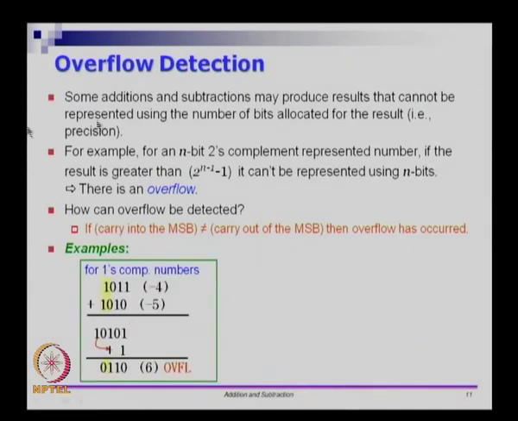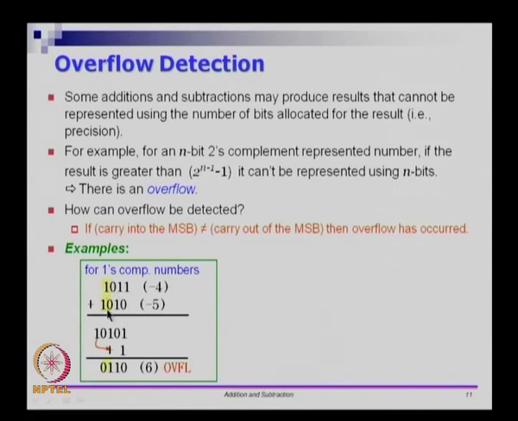Let us see examples. Let us say I have 1 0 1 1 and I am adding 1 0 1 0 to it. So, 1 0 1 1 is minus 4, 1 0 1 0 is minus 5, adding minus 4 and minus 5 will give me minus 9. Minus 9 cannot be represented using 4 bits. That is the first thing you have to remember. Let us see how we can detect something like that.